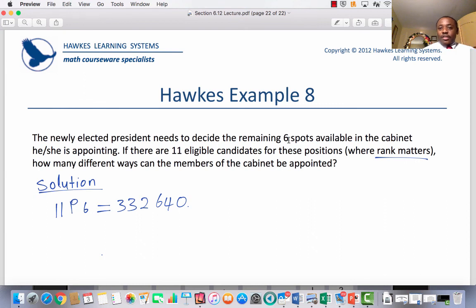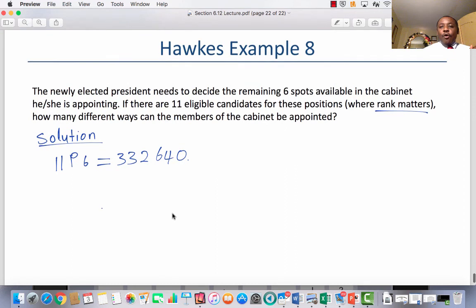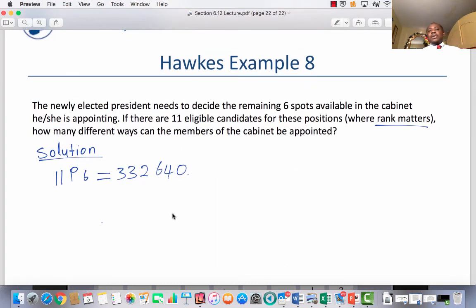Obviously, we are no longer in the realm of the fundamental counting rule. We are either in permutation or combination. Next, we have to check if order matters. Yes, rank matters. So how many different ways are there? Because rank matters, my answer is just 11P6. And your calculator or Math Studio gives you 332640. And that brings us to the end of our lecture on 6.12 counting.